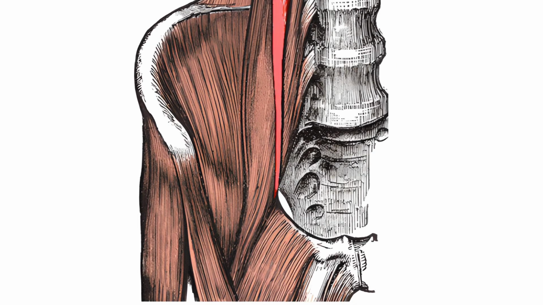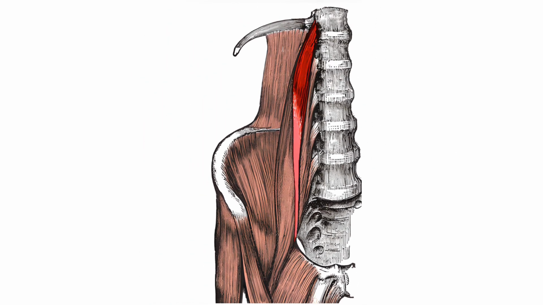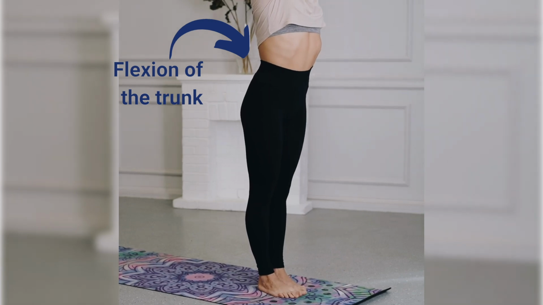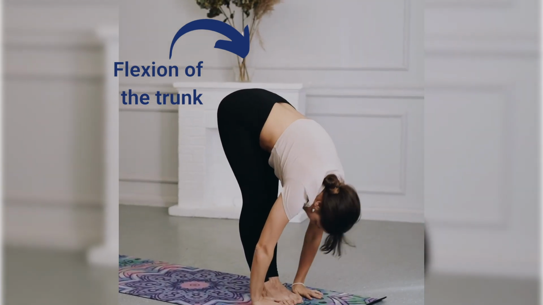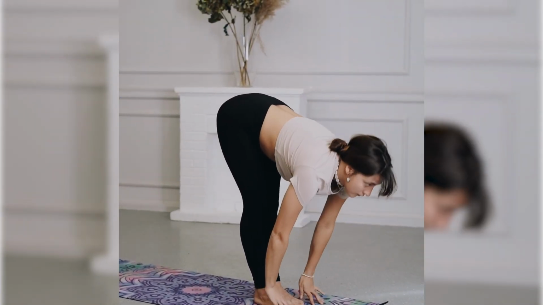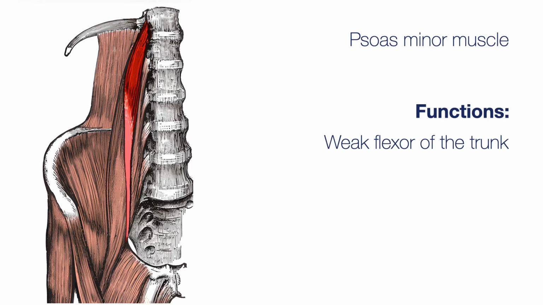Understanding the origins and insertions of a muscle can help clarify its functions. As the psoas minor is connected to the lumbar spine and the bony pelvis, its contraction reduces the distance between these two structures. Consequently, the psoas minor is considered a weak flexor of the trunk. Sources that include the iliac fascia as an insertion point for the psoas minor also propose that it plays a role in stabilizing the position of the underlying psoas major muscle.